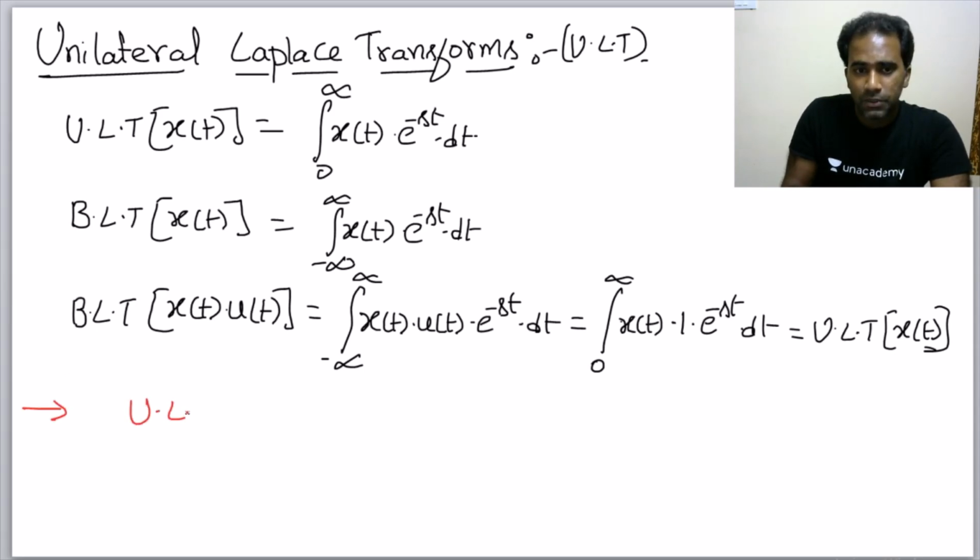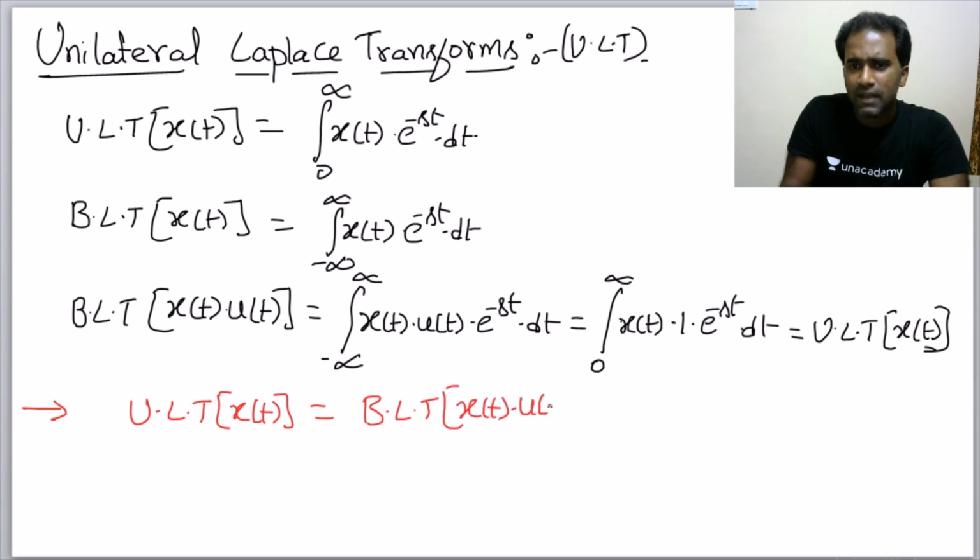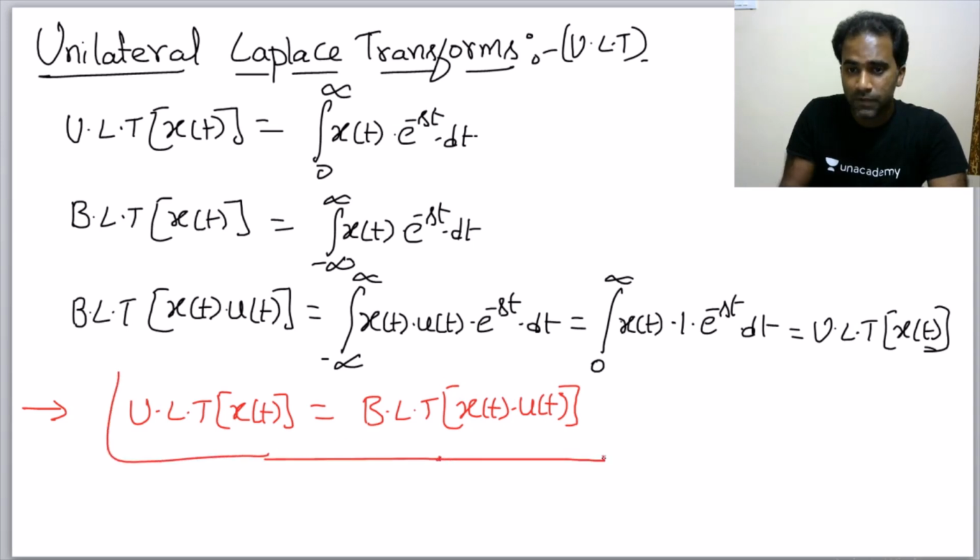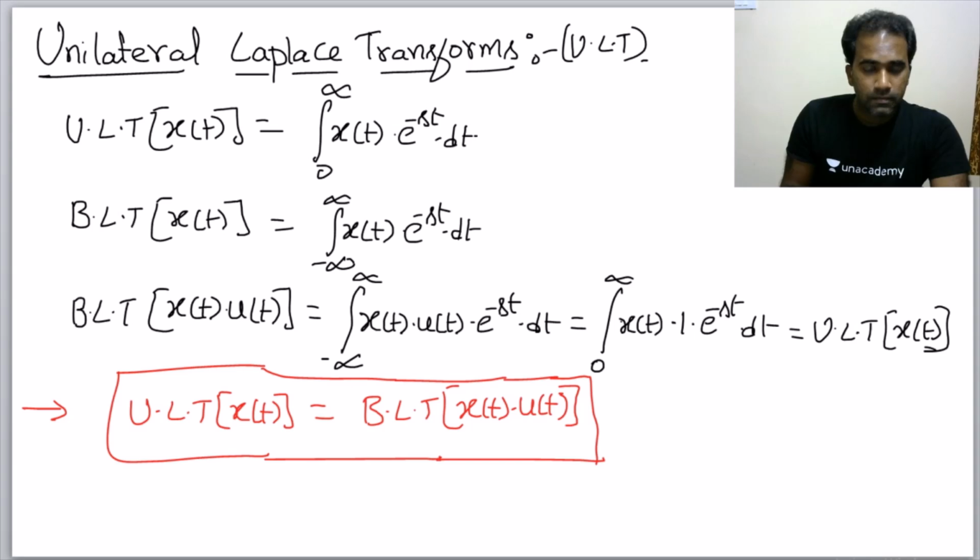So if you want to find the unilateral Laplace transform of a signal x of t, what can you do? First, multiply the signal with u of t and just find the bilateral Laplace transform, as simple as that, if you know how to find bilateral Laplace transforms well. So this is the relation. Using this relation, you can find the unilateral Laplace transform of any signal without any confusion.